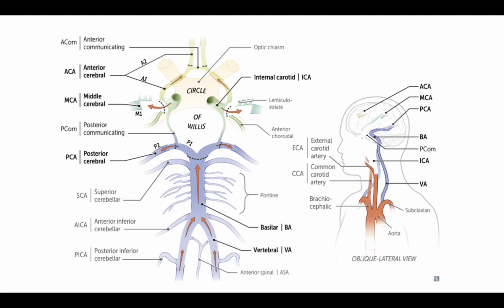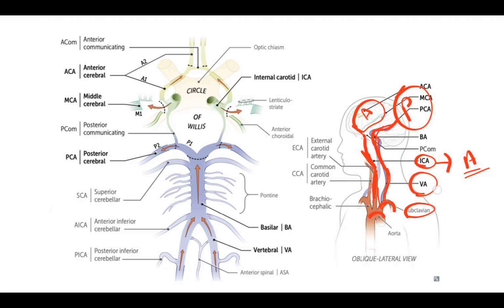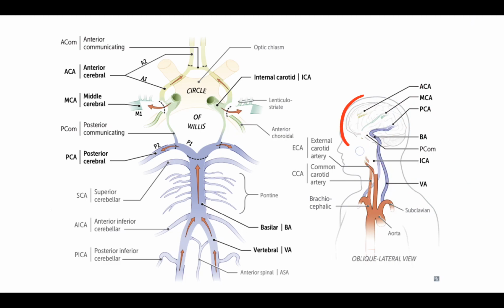As you can see here, from the arch of aorta, two arteries are coming up. One is the subclavian artery, which branches off into the vertebral artery, which goes posteriorly to the brain. So it supplies the posterior part of the brain. And this one here is the common carotid artery, which branches off into the internal carotid artery, which supplies the anterior part of the brain. So the ICA, internal carotid artery, supplies the anterior part, and the VA, vertebral artery, supplies the posterior part of the brain. So let's talk about the anterior part first.